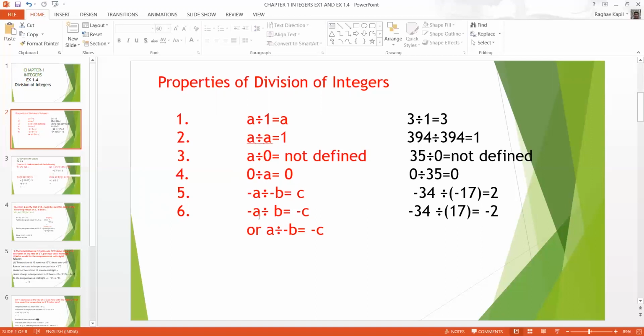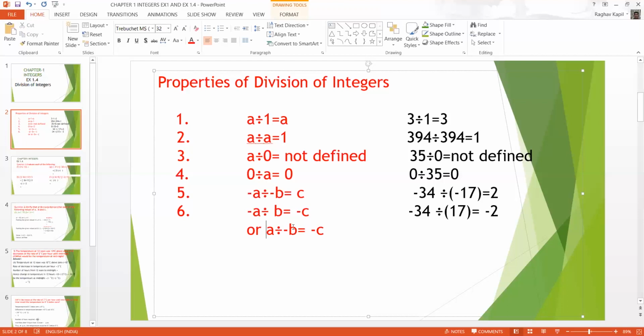And when a negative integer is divided by a positive, or a positive is divided by a negative, the result will always be a negative integer. Minus 34, when it is divided by 17, will be negative. It is just like the properties of multiplication of integers. When they have like signs, it will be positive, and when they have unlike signs, the result will be what? Negative.